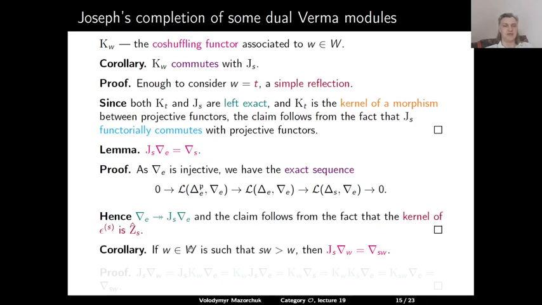Consequence: if w is in W such that sw is greater than w, then JS of nabla w is equal to nabla sw. Proof. If we want to compute JS of nabla w, we write nabla w as Kw of nabla E. Now we can swap Kw and JS, and we just computed that JS of nabla E is nabla S. Now we can write nabla S as Ks of nabla w, and because of our condition that sw is greater than w, we get Ksw of nabla E, which is nabla sw.